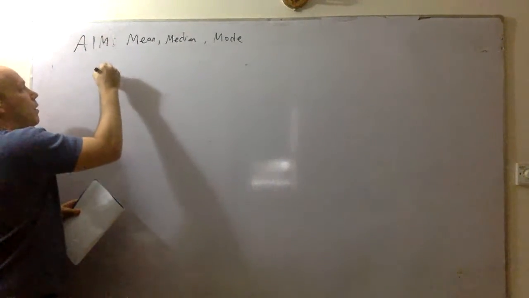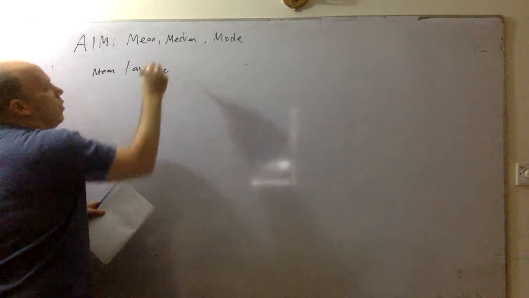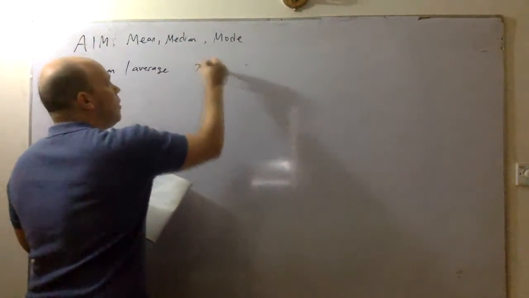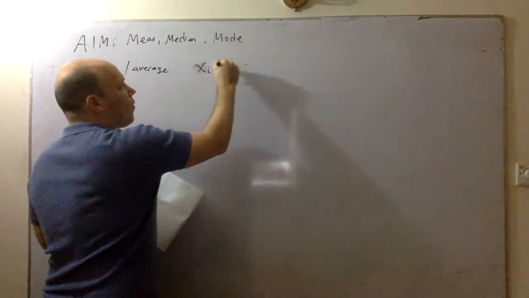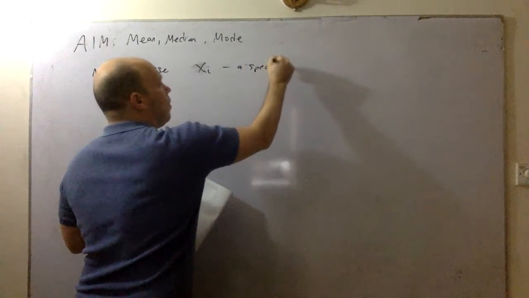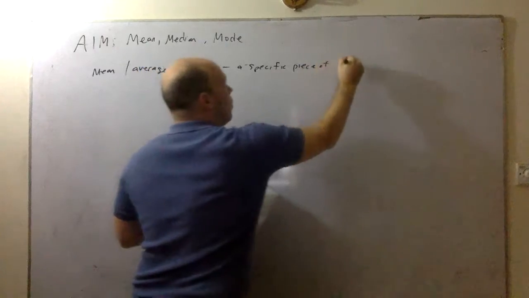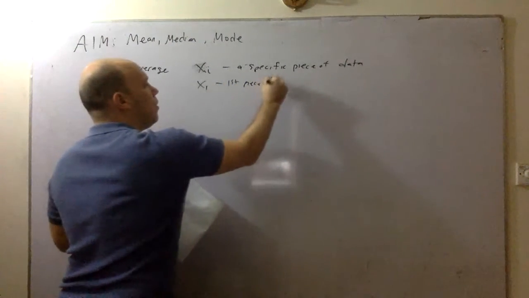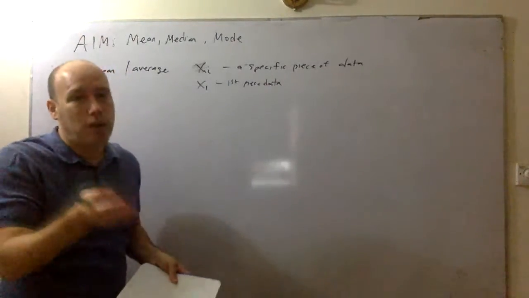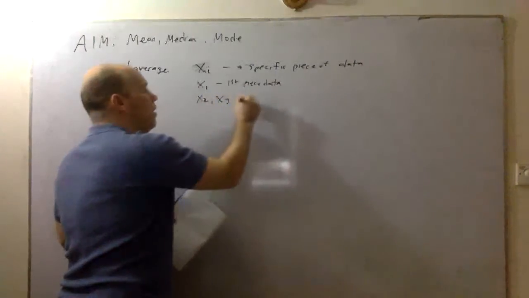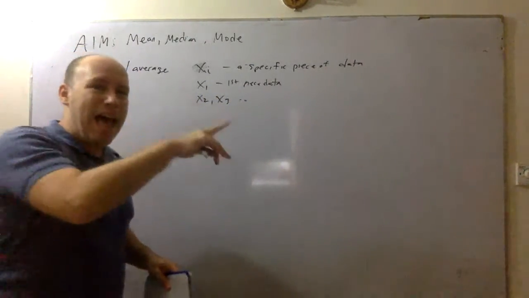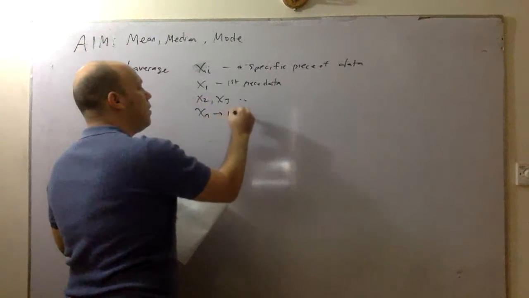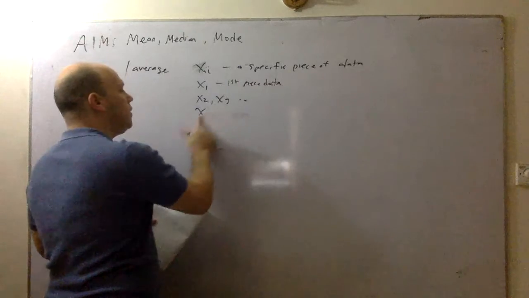Let's talk about the mean, also known as the average. You know it as you add up the data and then you divide by the number of data. So let's just talk about the notation. xi refers to a specific piece of data. If I write x1, this means the first piece of data. It's kind of like from series and sequences: x1, x2, x3. It doesn't say what the data is. It just says that's the fourth piece of data, that's the fifth piece of data. It doesn't imply anything.